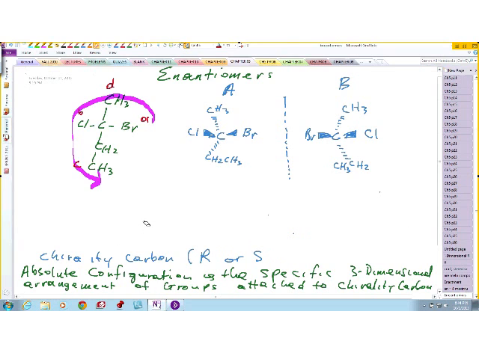Priority is atomic number, not alphabetical, right? Atomic number, yes. For the priority, you use atomic number, yes.